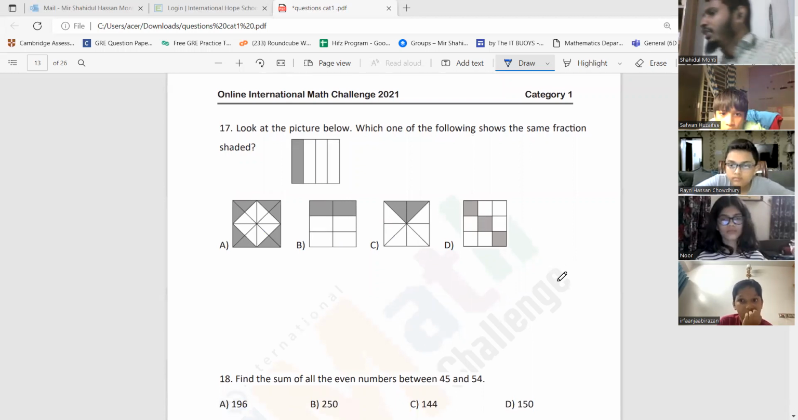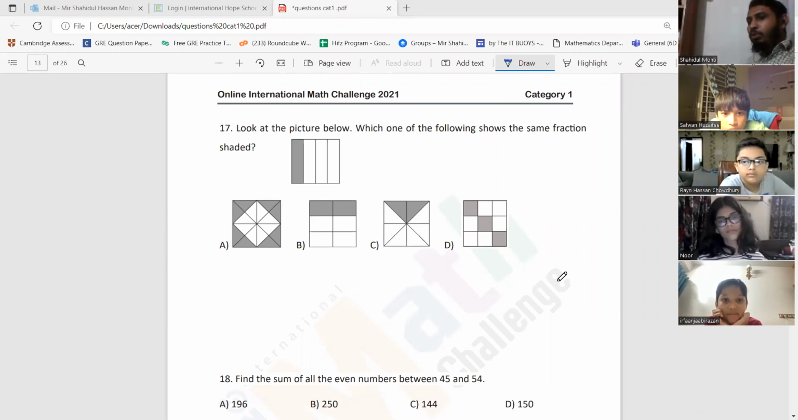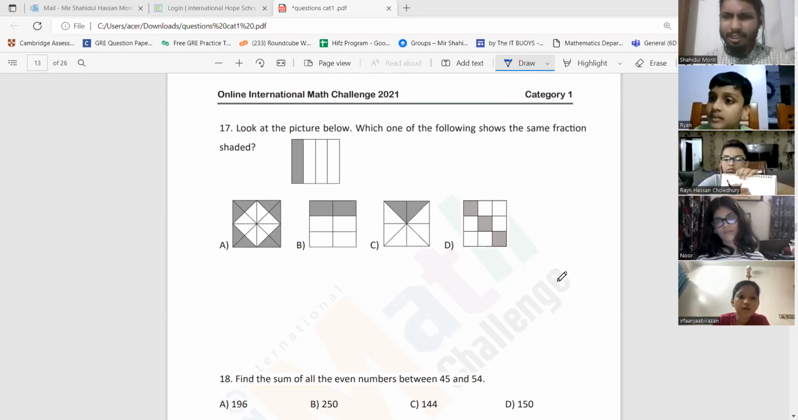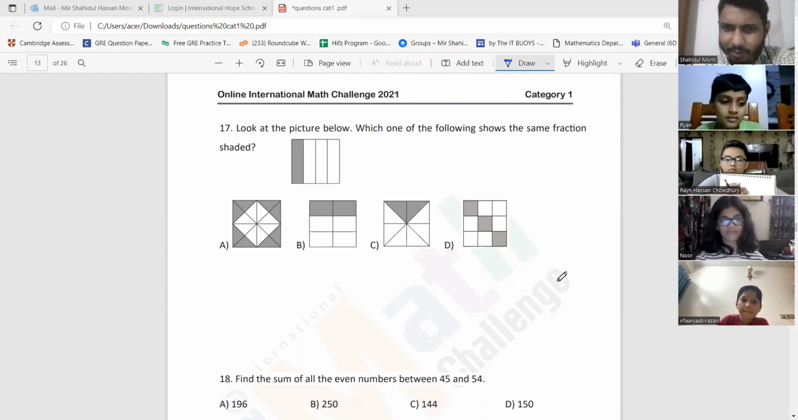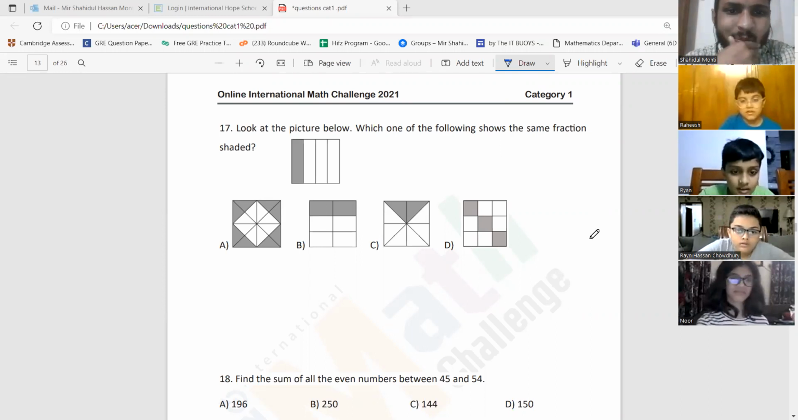Let's go to the next problem, question number 17. I'll give you some time to think about it. Look at the picture. Then I'll try to help you. It should be, I think, C. Write your answer in the chat box. No talking, please.